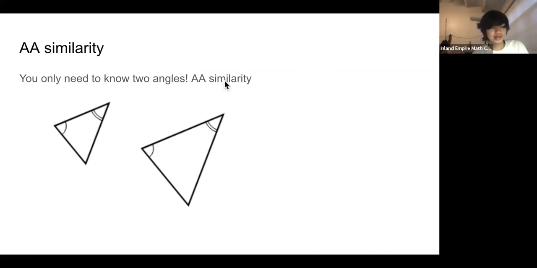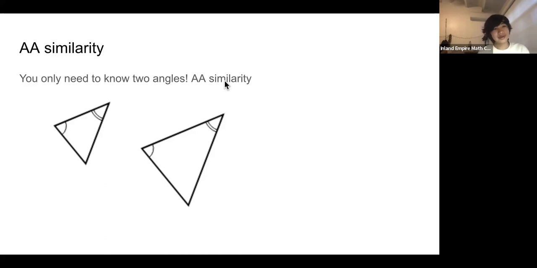Okay, so let's talk a little bit about how you can prove that two triangles are similar. Because so far with the two triangles that we did before, we just said that the two triangles are similar. But if you want to use similarity, you need to know when they are similar and how to show that they are similar. So let's talk about angle-angle similarity.